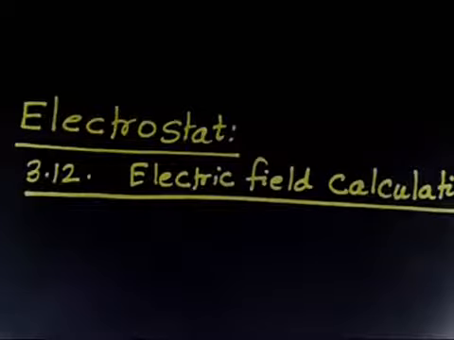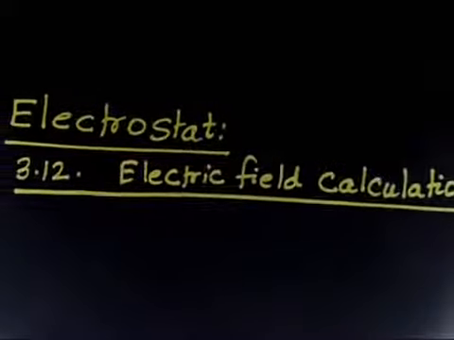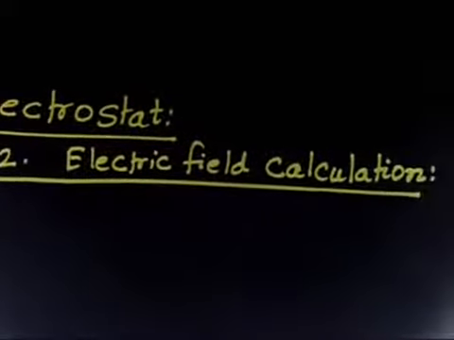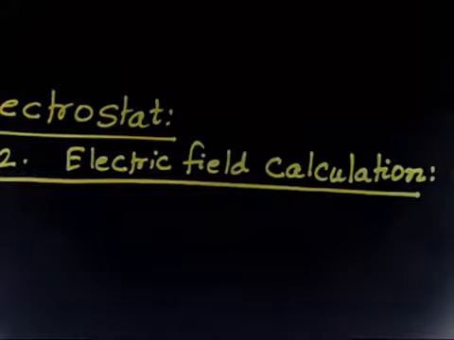Okay, let us do problem number 3.12. This is related to calculation of electric field. The question says a thin non-conducting ring of radius r has a linear charge density lambda equals lambda naught cos theta, where lambda naught is a constant and theta is the azimuth angle.